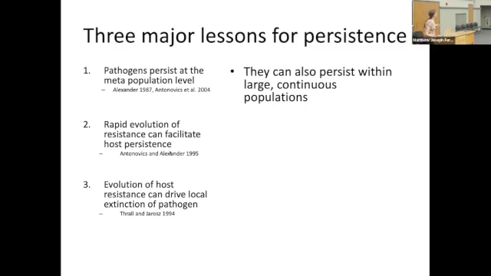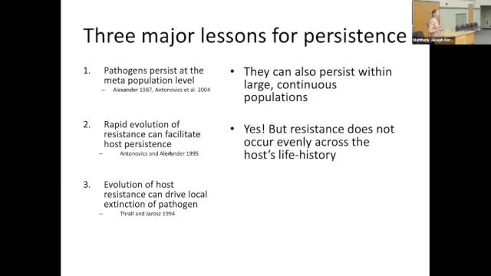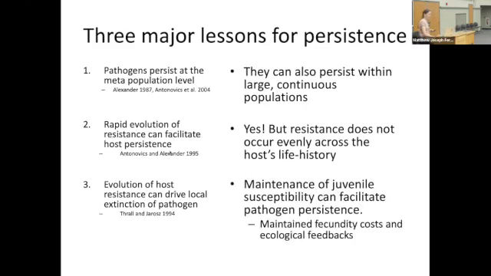The idea that rapid evolution of resistance can facilitate host persistence is totally held up by our data. But I'd also add that resistance doesn't occur evenly across host life history. So we can now think about resistance not just as a single trait, but as a more complex thing that varies across a host life history. And the maintenance of juvenile susceptibility can actually facilitate pathogen persistence. This occurs through fecundity costs and these ecological feedbacks.